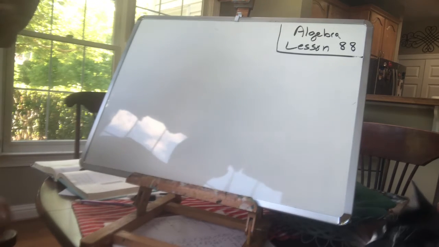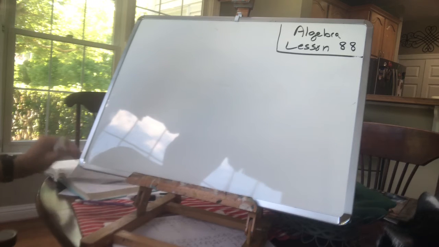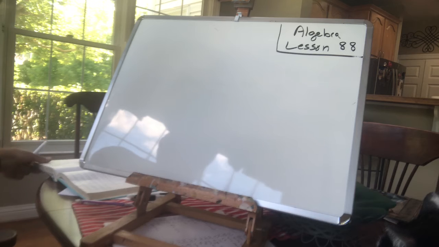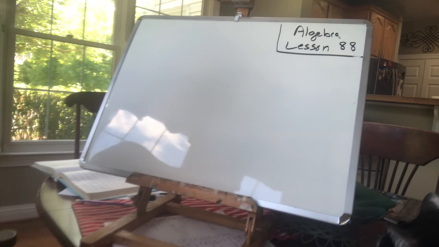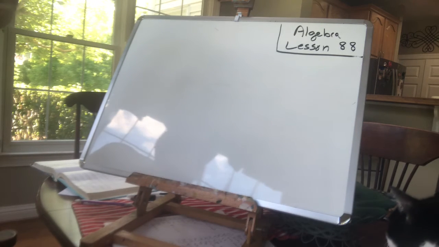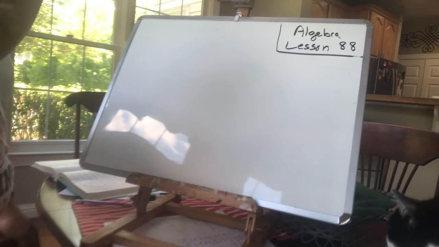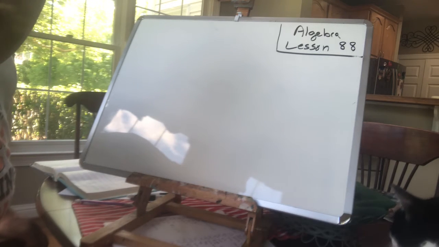Lesson 87 is a pathetically easy lesson. It's properties of algebra, which is the commutative property, the associative property, and a couple of transitive properties, the symmetric property, and they're really easy. Basically, it's just telling you to know the vocabulary.